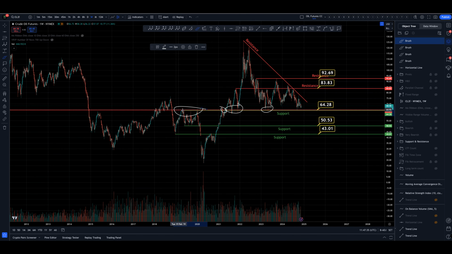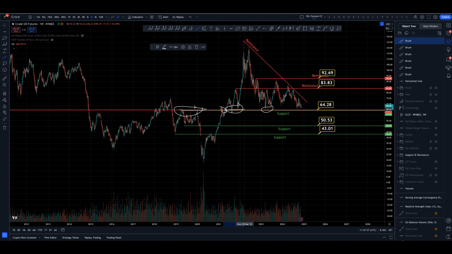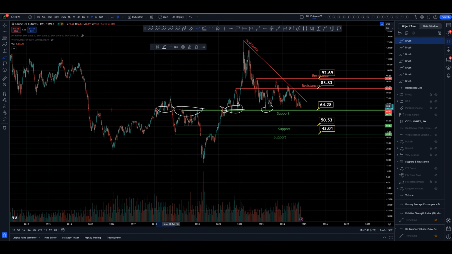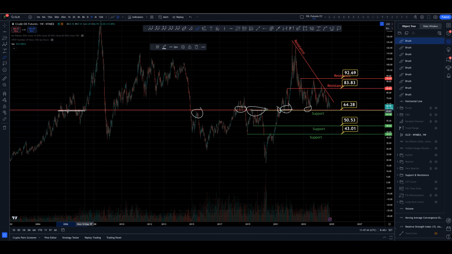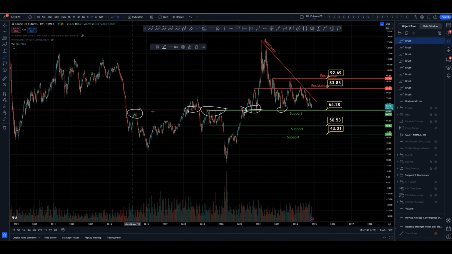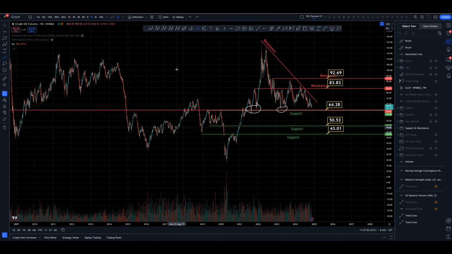We've tested prior support here, prior support here, which was resistance becoming support, which was resistance at a larger time frame here, which became support here, which was support here, which was resistance here. You could even argue its interactions go further back, but I'd argue it really begins with that first high back here and then progresses forward. So it's a major level.